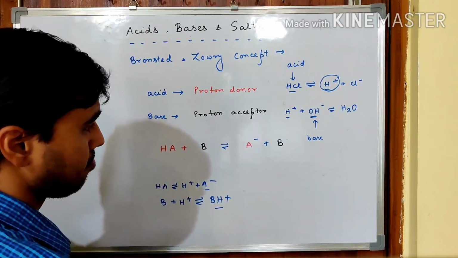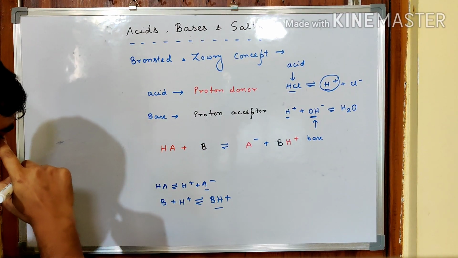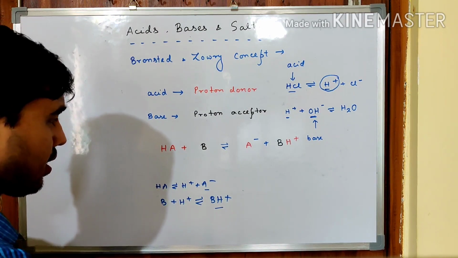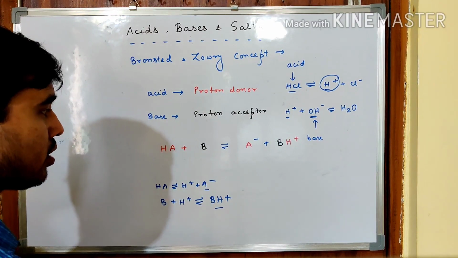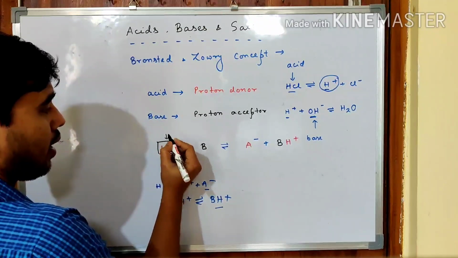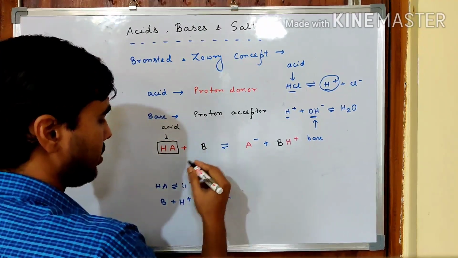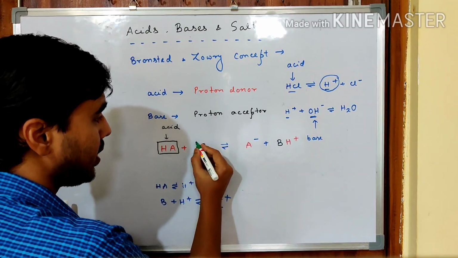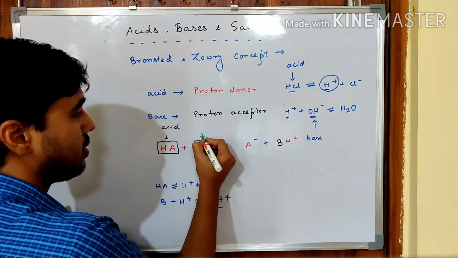So clearly from this diagram, it is clear that the HA is losing a proton. It is a proton donor. So it is said to be an acid. And the B, which is accepting H plus, this one, it is said to be a base.